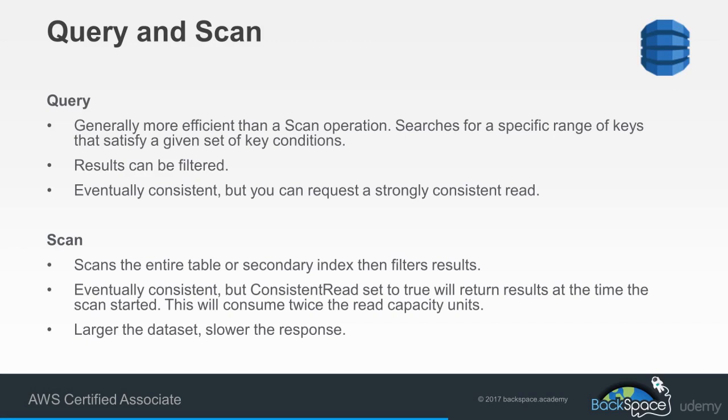They're eventually consistent, but a consistent read set to true will return results at the time the scan started. So if consistent read is set to true and you send off a call with a scan, the results that return will be the results at the time the scan started. One thing to consider is that this will consume twice the read capacity units over an eventually consistent read.